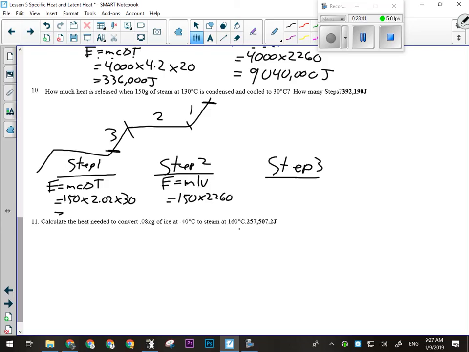I now have cooled this, I've condensed the steam, now I've got to cool the water, so I'm changing its kinetic thermal energy again because it's one of the diagonal parts where I use MC delta T, 150 times 4.2 times the temperature change. How much am I changing the temperature of the water by? 70, because I'm going from 100 down to 30. So the temperature change is 70. When we add those up, we should get 392,190 joules. Everybody all right with that?